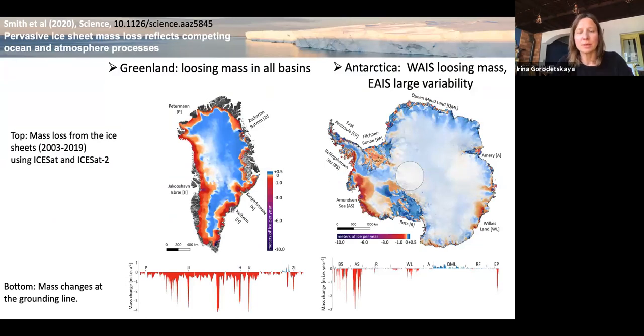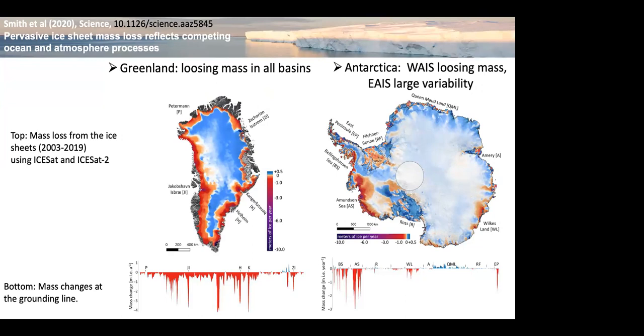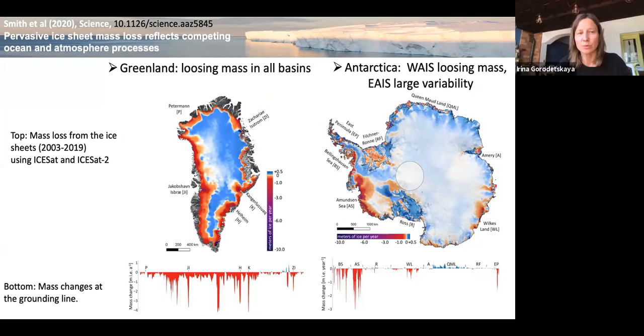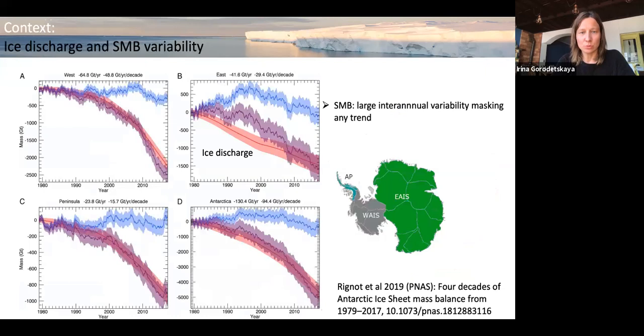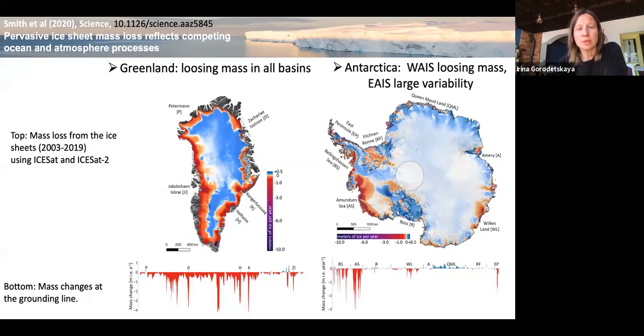So to start with the background and motivation, why we care about the melt and precipitation in both ice sheets. Here are the satellite measurements from 2003 to 2019, showing the mass loss from the Greenland and Antarctic ice sheets. In Greenland, we have the majority of the coastal basins on the map, and below this are the mass changes at the grounding line. So we see that there is mostly a loss of mass, and this we know now. The surface melt is becoming the major driver of this mass loss.